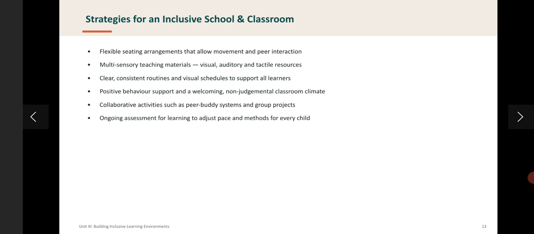Here, people, not only in the schools, not only the students, everybody is judging someone. At every second millions are judging others. But instead of judging them, try to understand. If not, leave it as it is. Do not judge. A non-judgmental classroom is really important. Collaborative activities such as peer buddy systems, group projects, and ongoing assessments for learning to adjust the pace and methods of every child. Every child has different methods and different paces, right? So that also needs to be done.